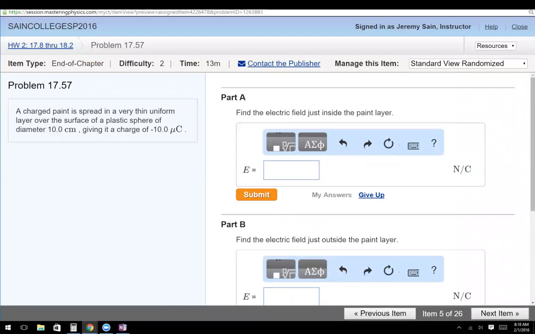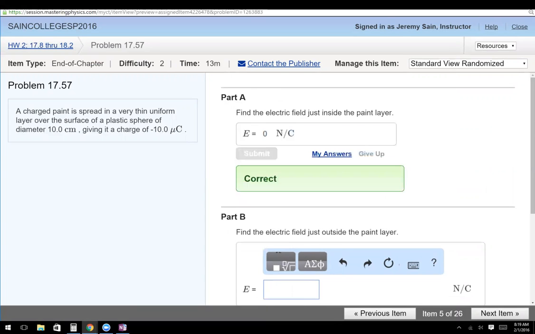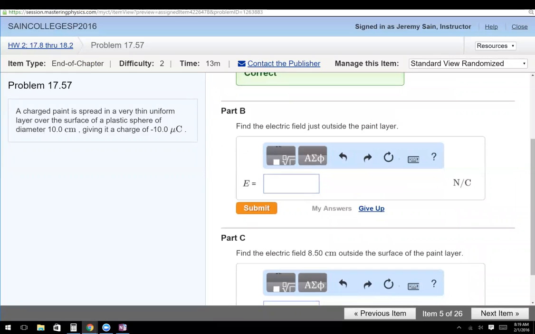What's the electric field just inside the paint layer? Well, this isn't a conductor because it's plastic, but it's hollow, so the same principle applies. So inside the sphere, the electric field is 0. Don't even have to think about it. Right? You like those, don't you? Now, just outside the paint layer.